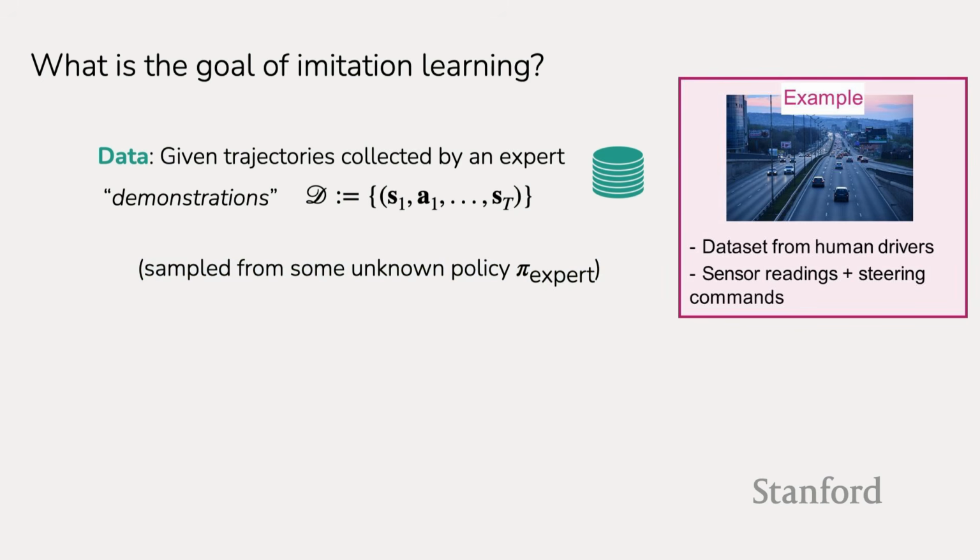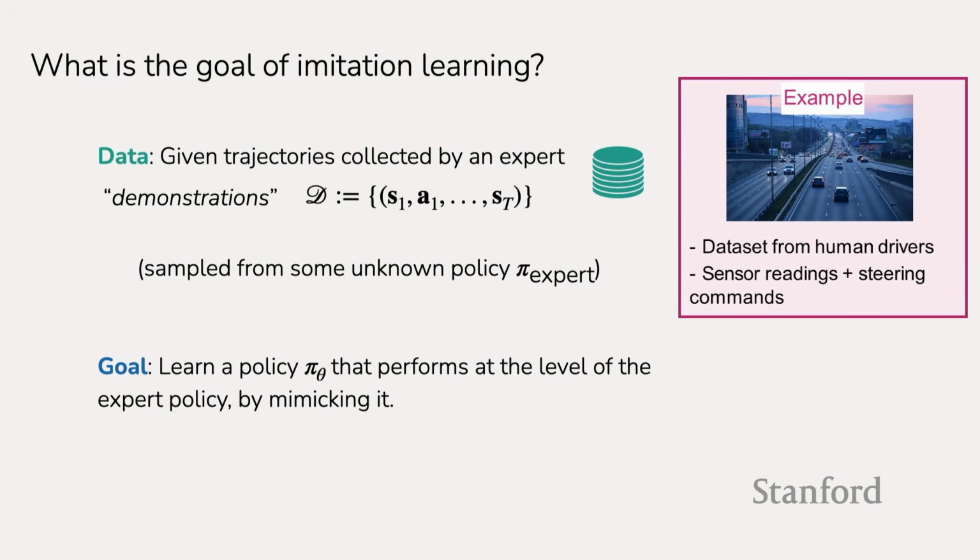Now, we don't know exactly how humans drive. We don't know the policy that humans are using in order to drive. So we can think about this demonstrations data set as being sampled from some unknown policy, pi expert. And then the goal is to learn a policy that performs at the level or similar to the level of the expert policy by mimicking what's present in the demonstration data set. Cool. So this is the problem setup.